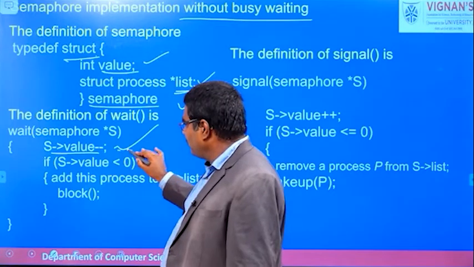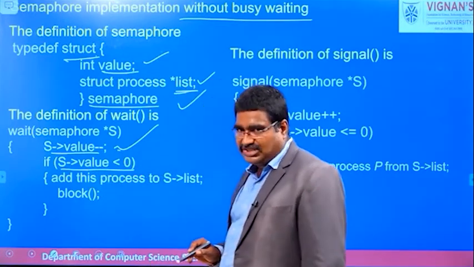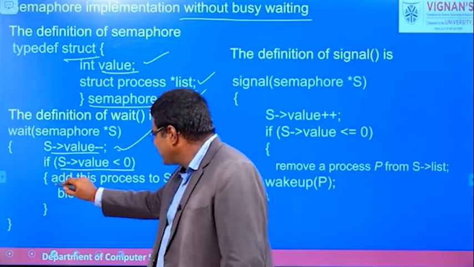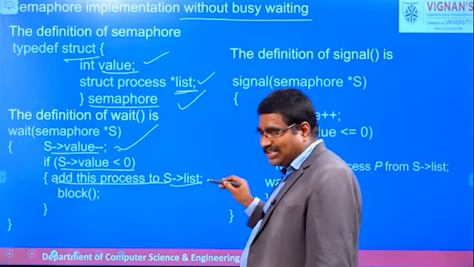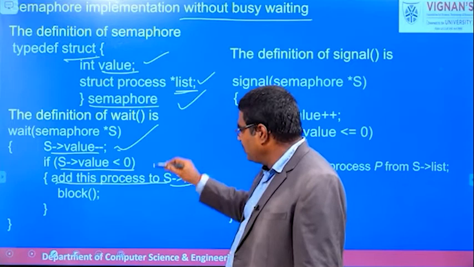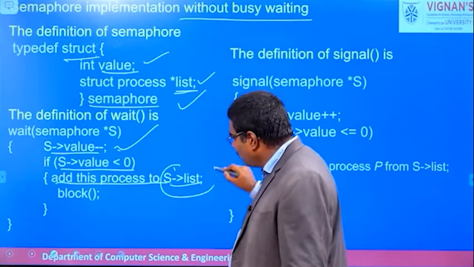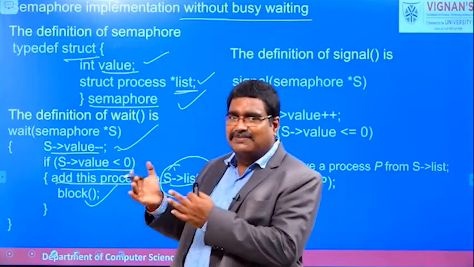And once the semaphore value is decreased by 1, we verify if the semaphore value is less than 0. If it is less than 0, the process which called the wait function is added to S dot list. That is, the process that called the wait function is added to the semaphore waiting list. And block means the process is simply suspended.